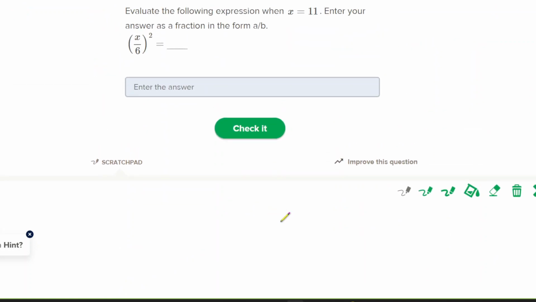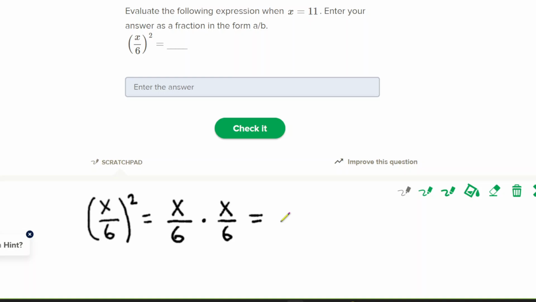So we have x divided by 6 to the second power. Again, remember, the base is what is underneath the exponent. So the base here is this x divided by 6, and that is getting raised to the second power. That's being multiplied by itself twice: x over 6 times x over 6.